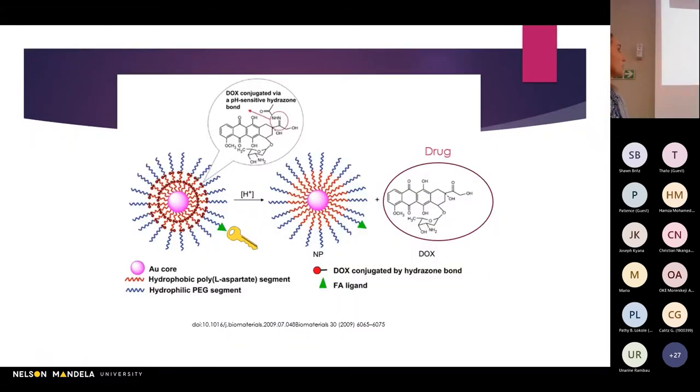In this example, reported from literature, we have a type of organic inorganic nano hybrid where we have a polymeric micelle with a gold nano core that was able to effectively encapsulate doxorubicin via a pH labile hydrazone bond, with a folic acid targeted receptor. And once it was incorporated into the cancer cell, it was able to effectively release the drug doxorubicin due to the acidic microenvironment of that cancer cell specifically, thereby leading to this targeted therapeutic approach.